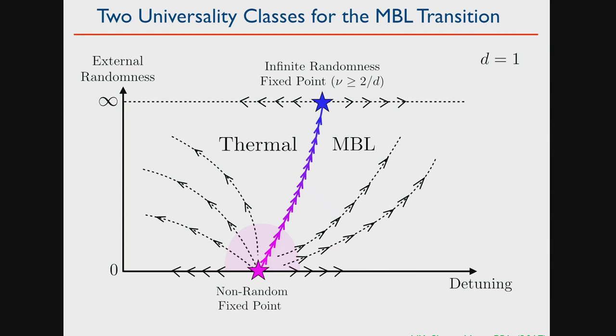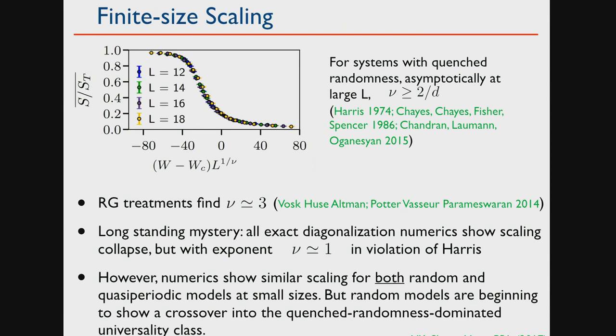And what we find is that if you just measure some detuning, which is just some sense of the local energy separations, it could come from a quasi-periodic potential or from a random potential. If you have a detuning and no randomness, so this is purely quasi-periodic, then you have some non-random fixed point here, and these fixed points are characterized by these scaling exponents nu, which is how the correlation length is diverging at the transition.